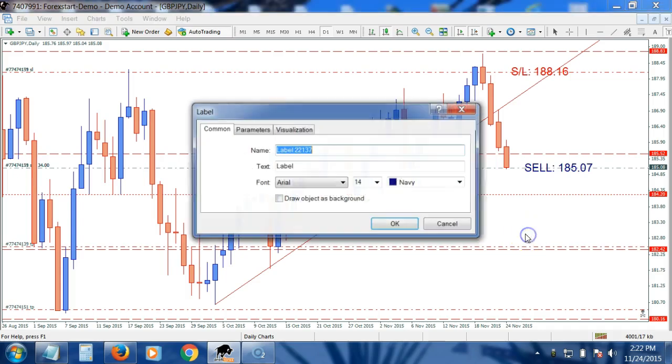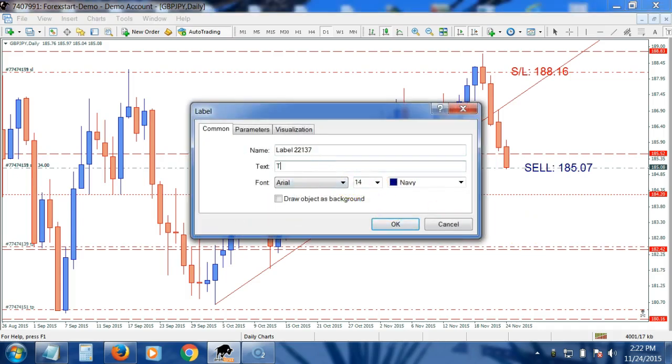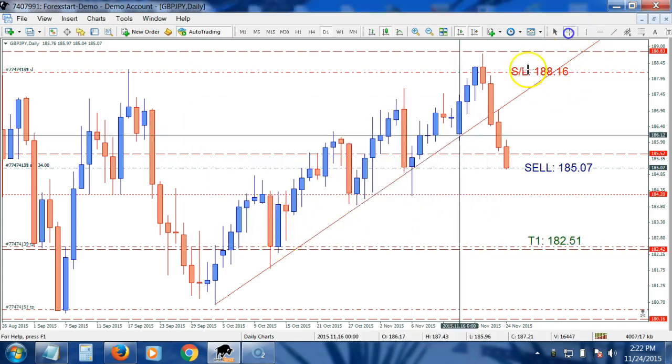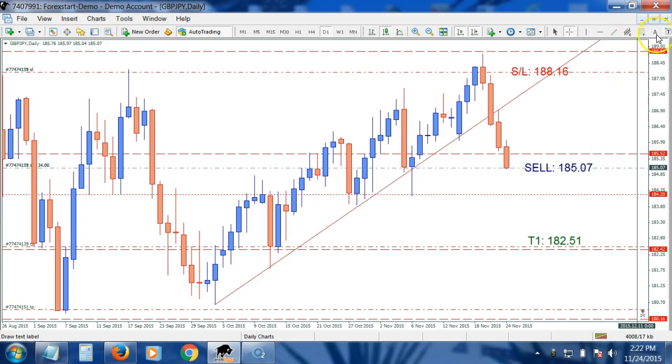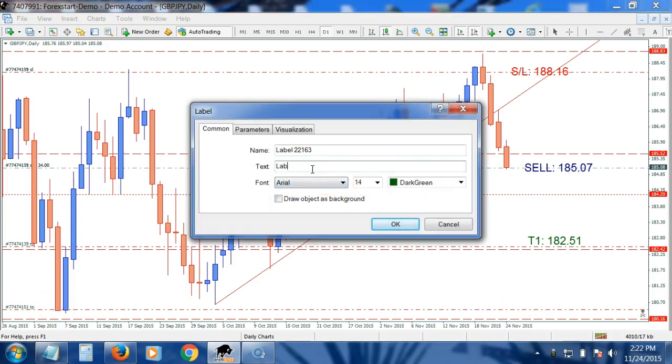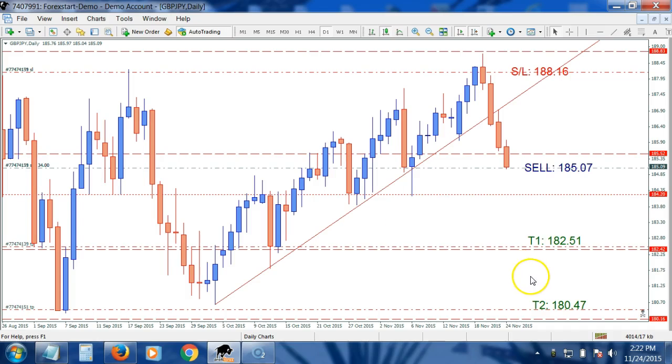Our first target, target number 1, T1, is at 182.51. Target 182.51 on this trade. That is just above the zone at these levels here. And the second target, obviously, let's go for the gusto. We take it down to the lows on these candles here for target number 2 at 180.47. That is the target for that level there, target number 2.